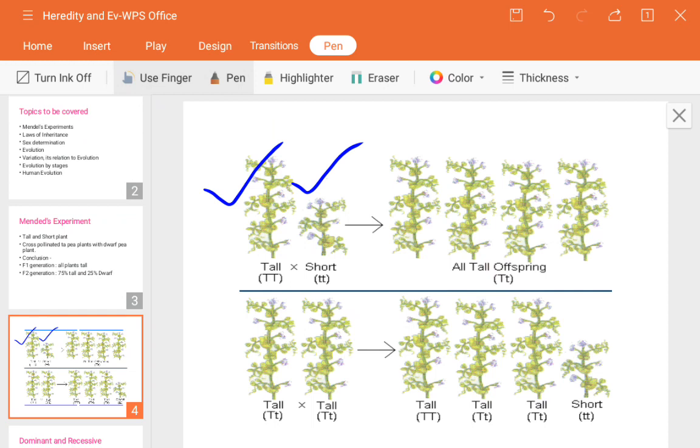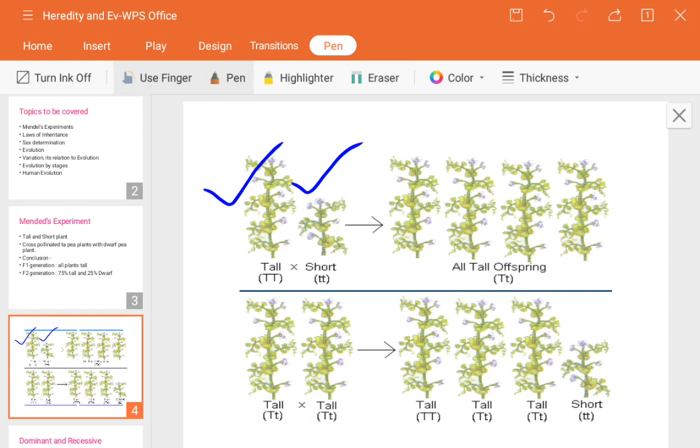Later he thought, why did the shorter plant not occur? Not any offspring has a short height, why? So again he applied his mind. What he did, see, he took one F1 plant for self pollination, means pollinating it in itself only. Okay, so it was found that there were three tall plants and one short one.